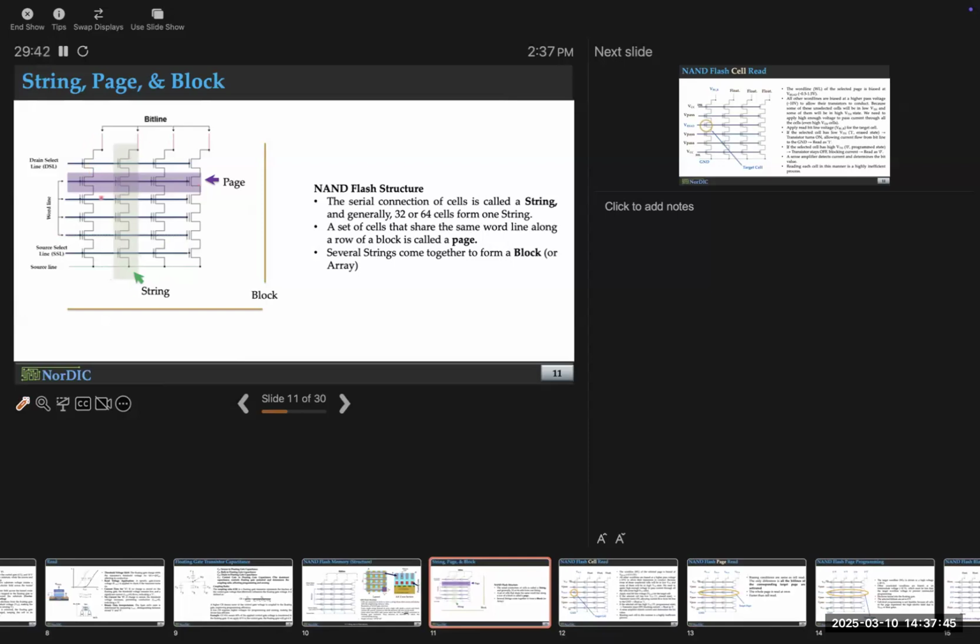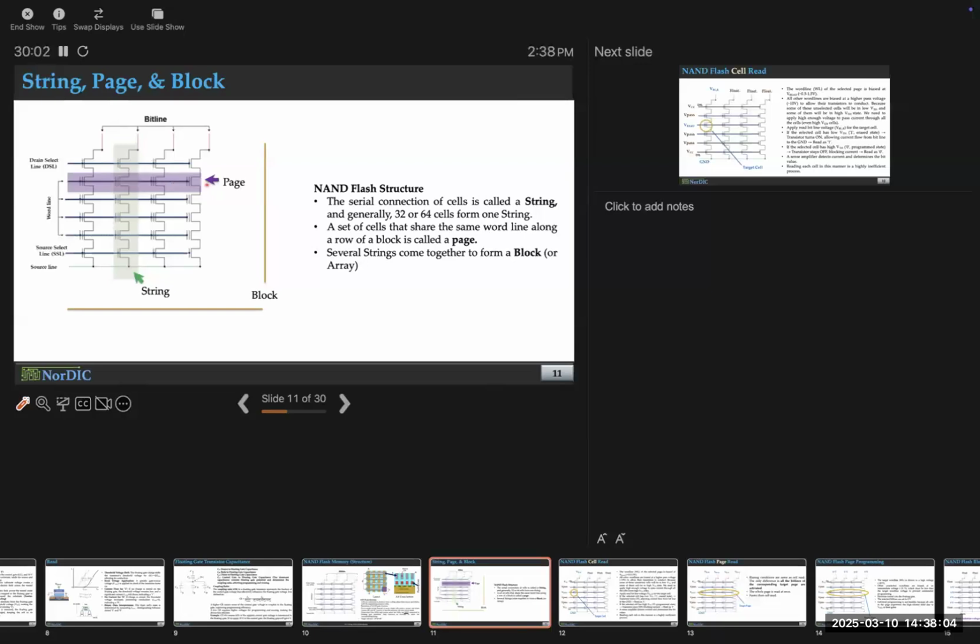Look at the structure of a flash memory. Doesn't matter whether it's a NAND or not. The cells that share the same word line, notice this is the word line, right, running across the control gate, they're called a page. It's a standard term. Instead of rows, we call them pages.